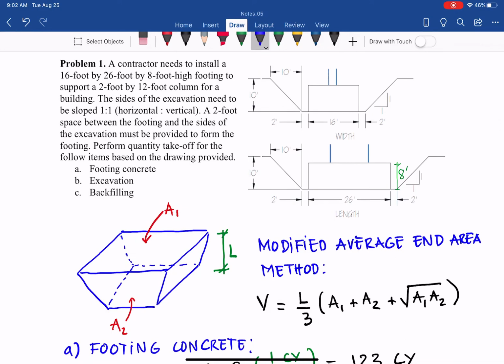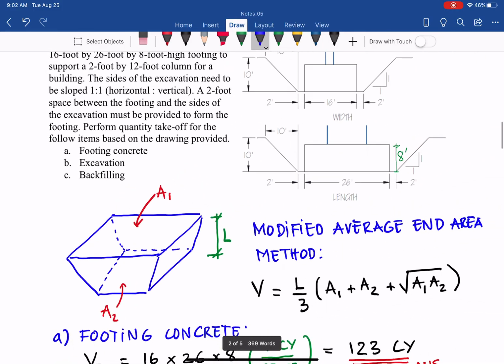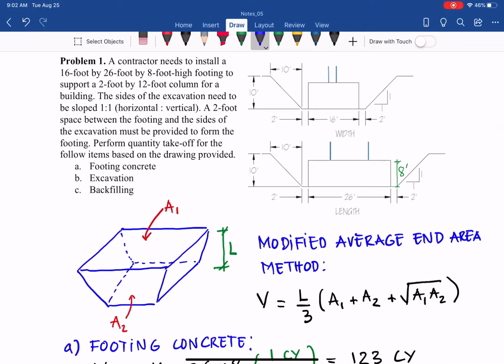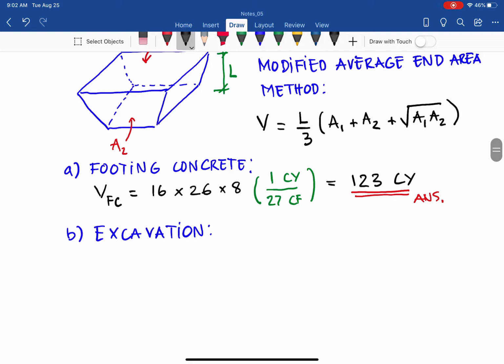excavation area. It is similar to the shape here, and we can determine A1 and A2. So this is the original ground, and the excavation we have here equals V, using the modified average end area method: L over 3 times A1 plus A2 plus the square root of A1 times A2.